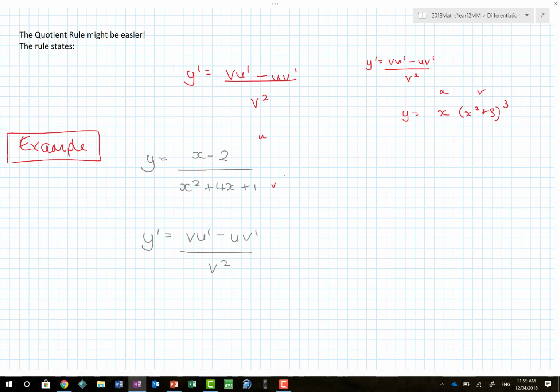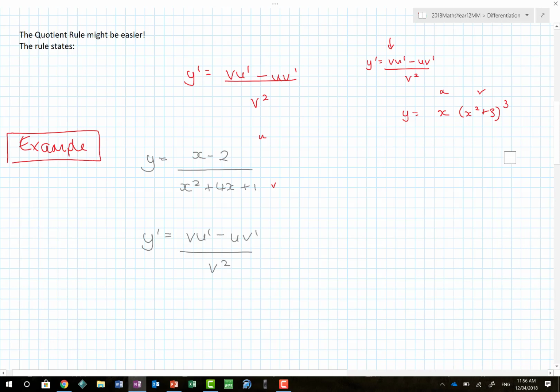Now, word to the wise. If you remember, the product rule was y dashed equals uv dashed plus vu dashed. Well, it was u followed by v. In the quotient rule, it's v followed by u. Where it was a plus here, it's a minus here. So try not to get confused with the two of them.